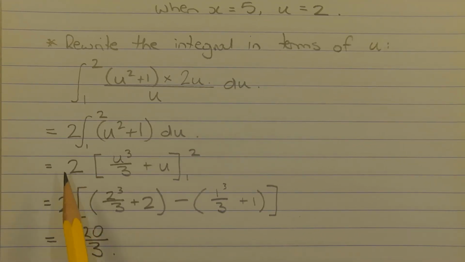And that gives us 2 outside of (u cubed over 3 plus u) from u equals 1 to u equals 2. Applying the limits of integration, we get 2 outside of [(2 cubed over 3 plus 2) minus (1 cubed over 3 plus 1)], making sure that the 2 is multiplied all the way through. And that equals 20 over 3.